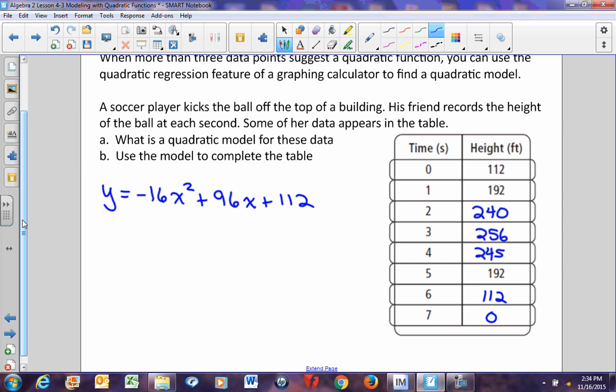So that's how you use quadratic regression using your graphing calculator, either the 84 or the Inspire. And that's modeling with quadratic functions. It's not a difficult concept, but it is a very important concept.